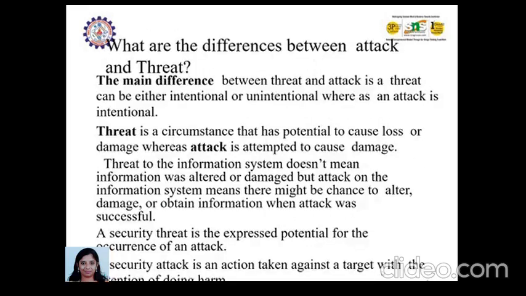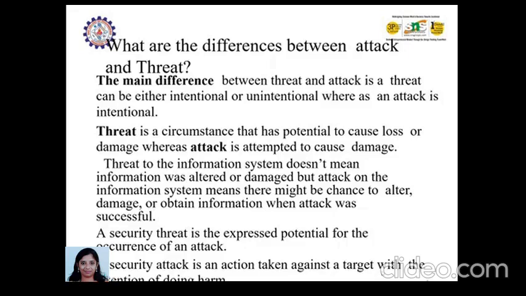Now we will see the difference between the attack and the threat. As I said before, an attack is attacking the target to get the data, and a threat is nothing but a possibility. The main difference between threat and attack is that a threat can be either intentional or unintentional, whereas an attack is intentional. That is the biggest difference between the attack and the threat.